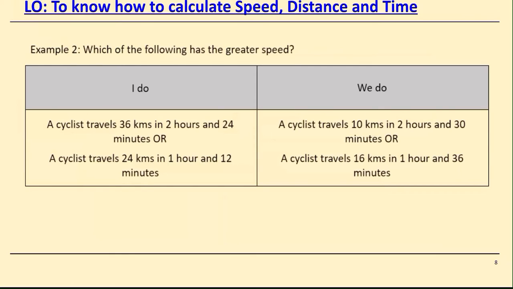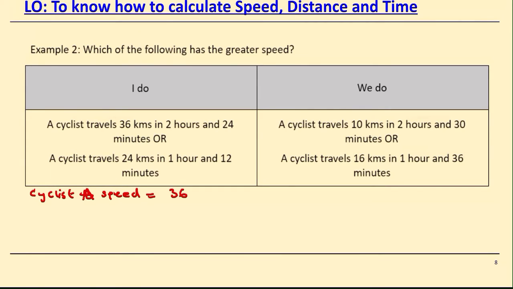Next question, example 2, which of the following has the greatest speed? With this question, we're going to have to work out the cyclist speeds individually and then compare them to find out who has the greatest speed. So I'm going to call cyclist A and cyclist B, and we're going to calculate the speed.